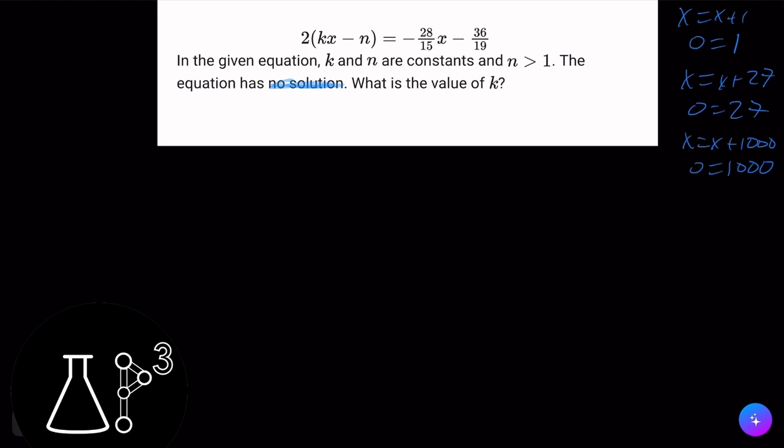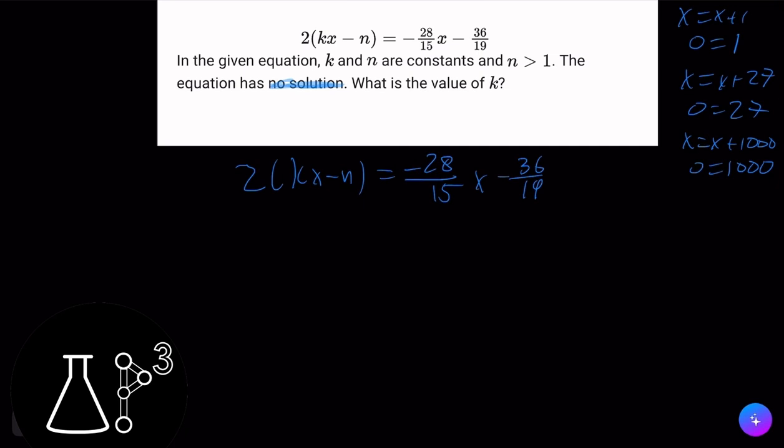So let's rewrite the equation given. 2 multiplied by kx minus n equals negative 28 over 15 x minus 36 divided by 19. So what are the constants for this question? Well, n is any number greater than 1, so it's a constant, and minus 36 divided by 19 is a constant. So we don't need them because it could be any constant and the x values cancel out. It will still be no solution.